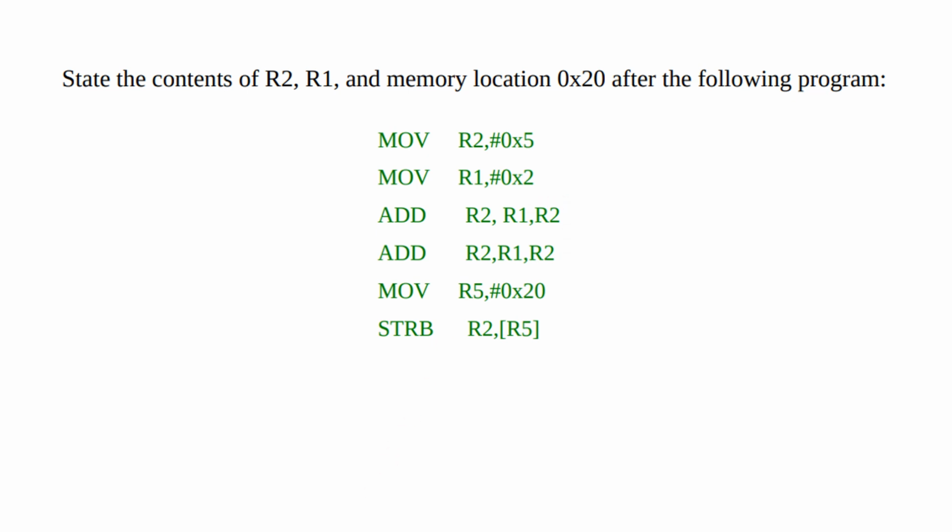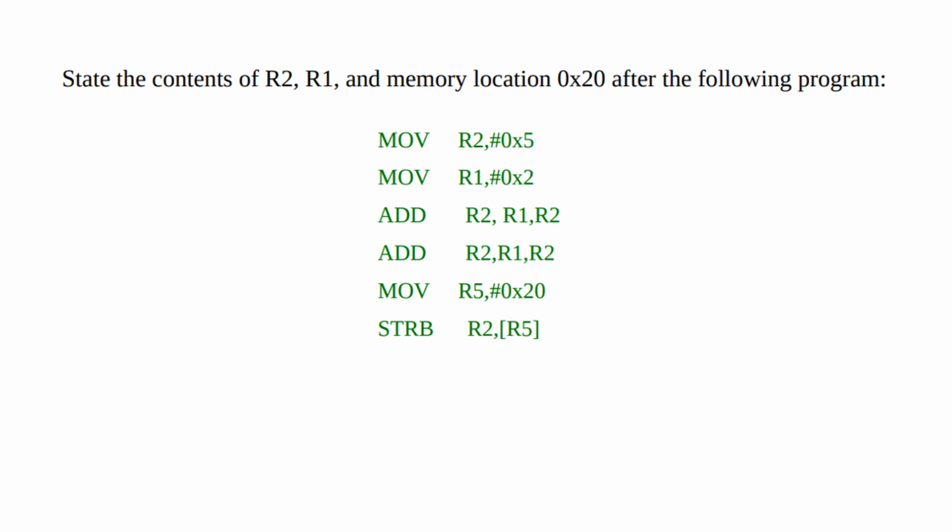Then MOV R1, #0x2, same, hexadecimal 2 will enter into R1. Then ADD R2, R1, R2. What this will do is R2 equals R1 plus R2, right? So the sum 7 will be stored in R2. Then again ADD R2, R1, R2, again R2 equals R1 plus R2. R1 was 2 and R2 became 7 in the previous statement, so 7 plus 2 becomes 9 and 9 will enter into R2.